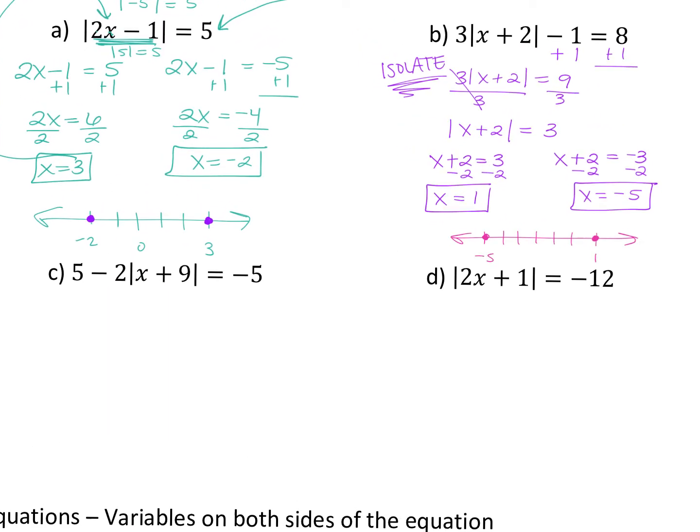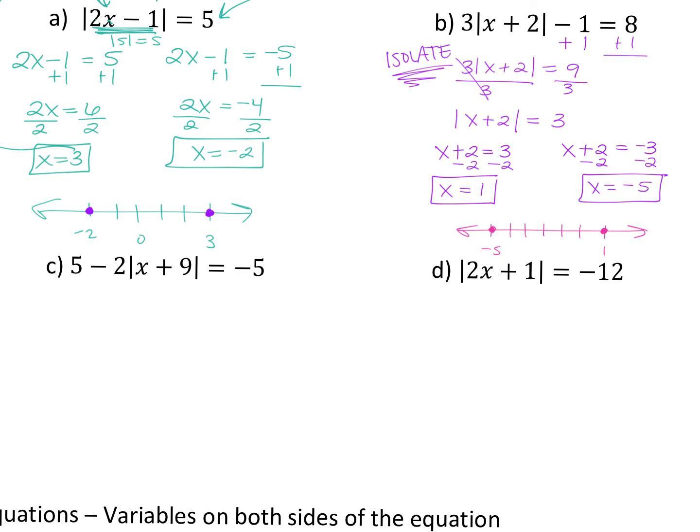Set that one up, see what you get. Feel free to chat with your neighbor. And if you finish that one, you're welcome to take a look at D too. What did you get for C? Negative 14 and negative 4.